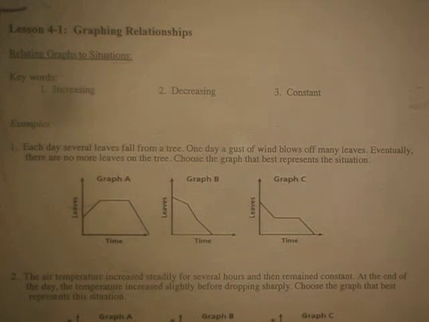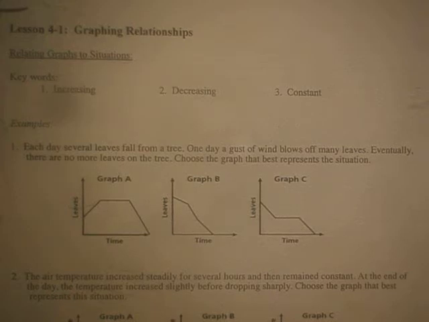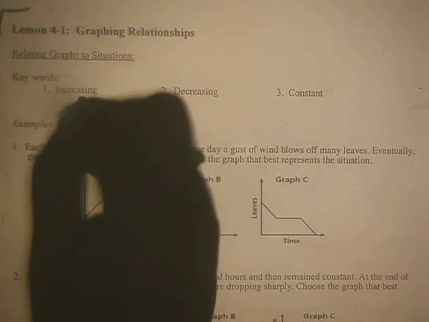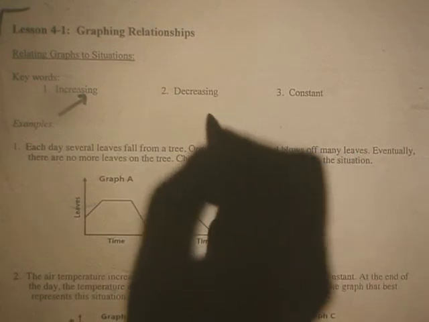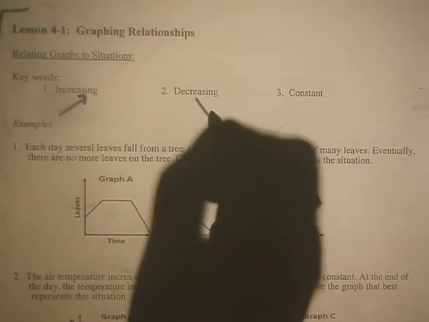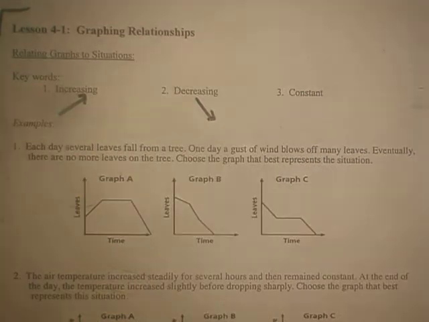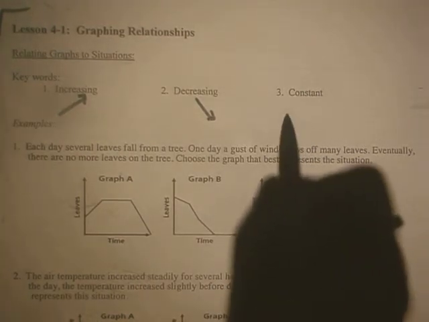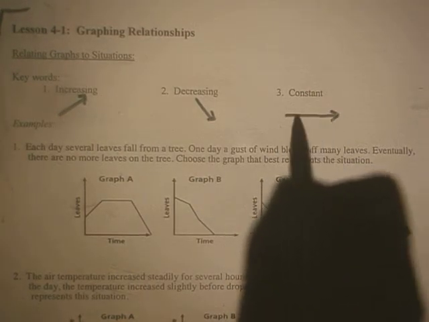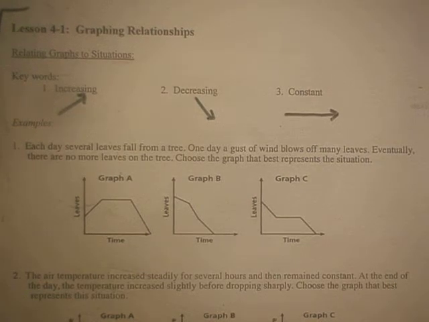The objective for Chapter 4, Section 1 is graphing relationships, and we have three key words to start out with: increasing, decreasing, and constant. If something is increasing on the graph, it will be going up. If something is decreasing on the graph, it will be going down. And if something is constant on the graph, it will be horizontal.